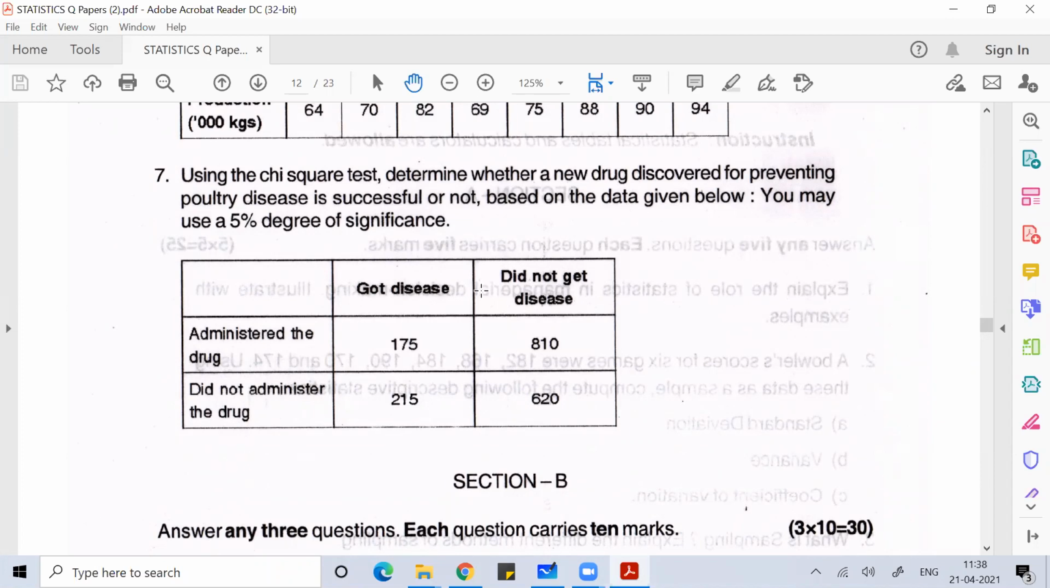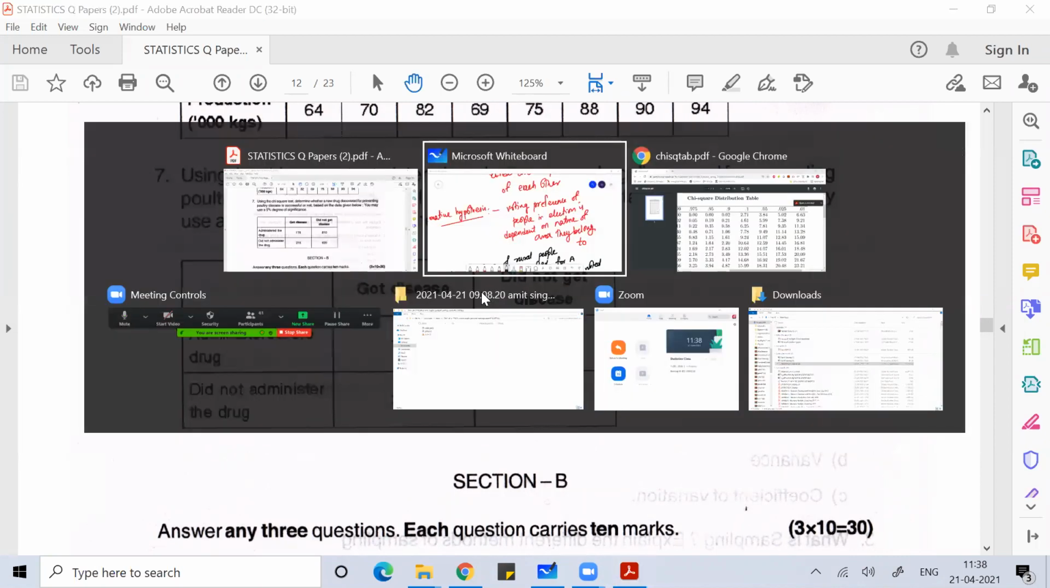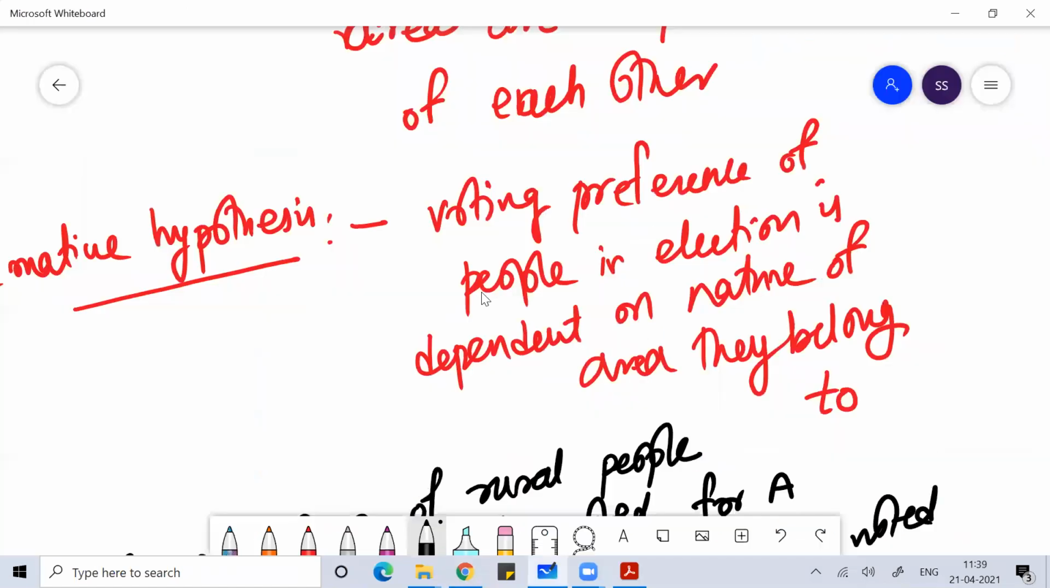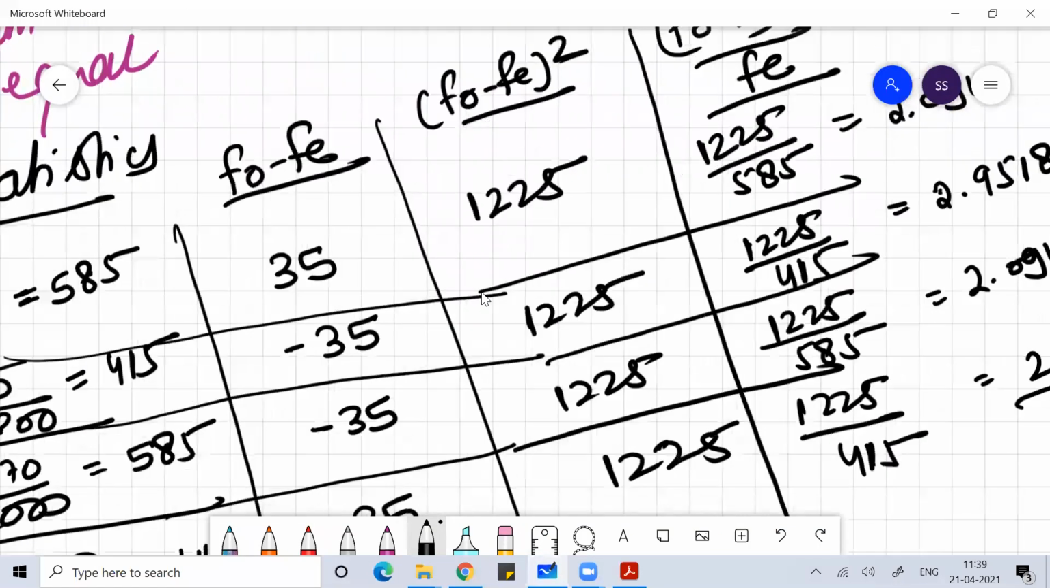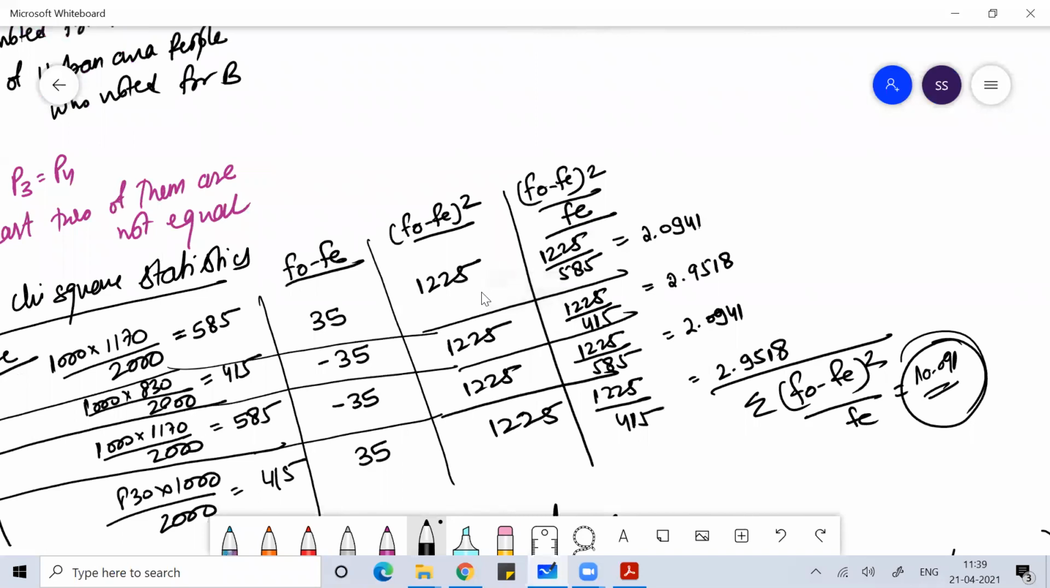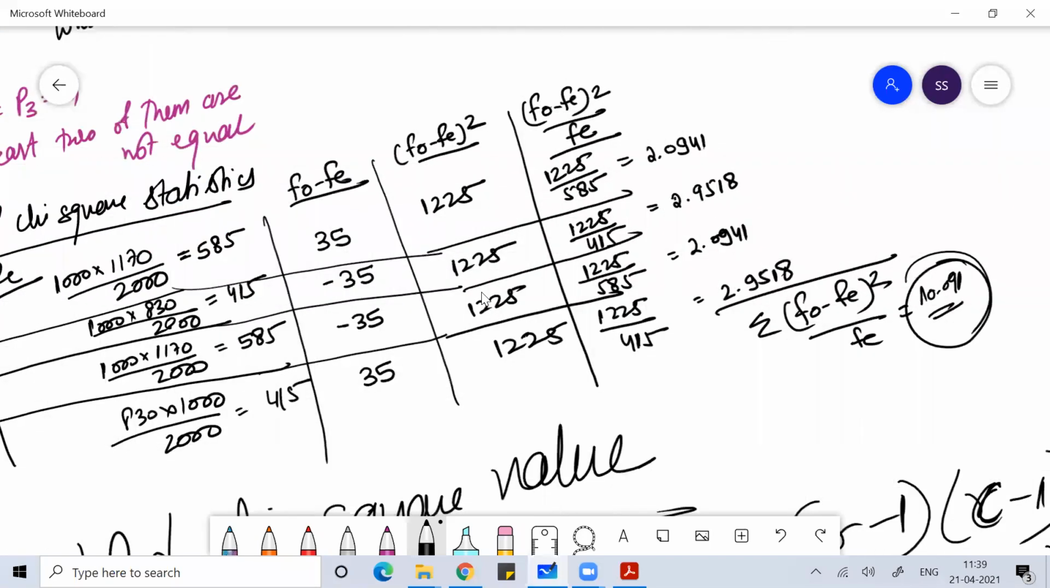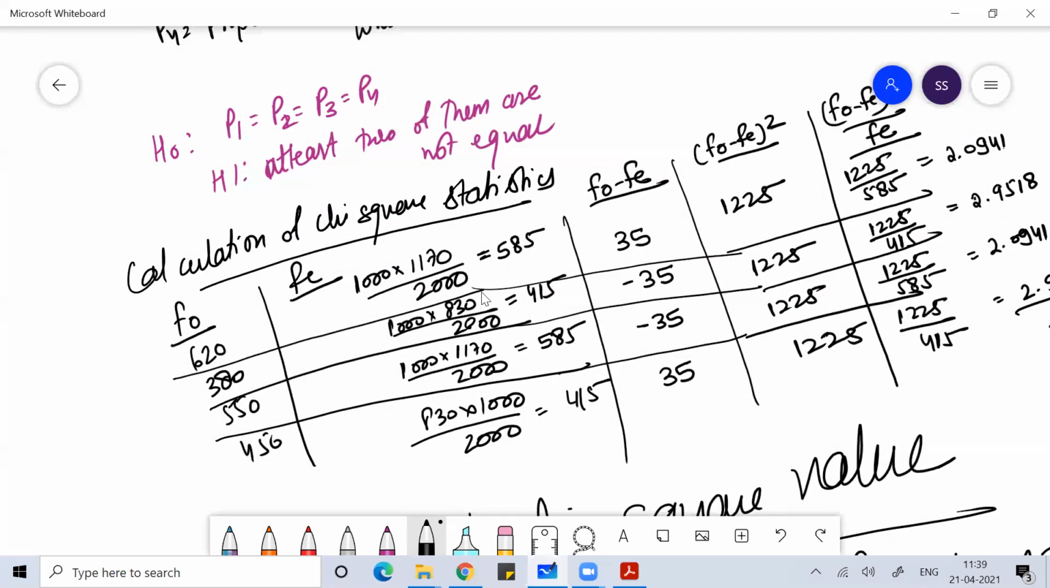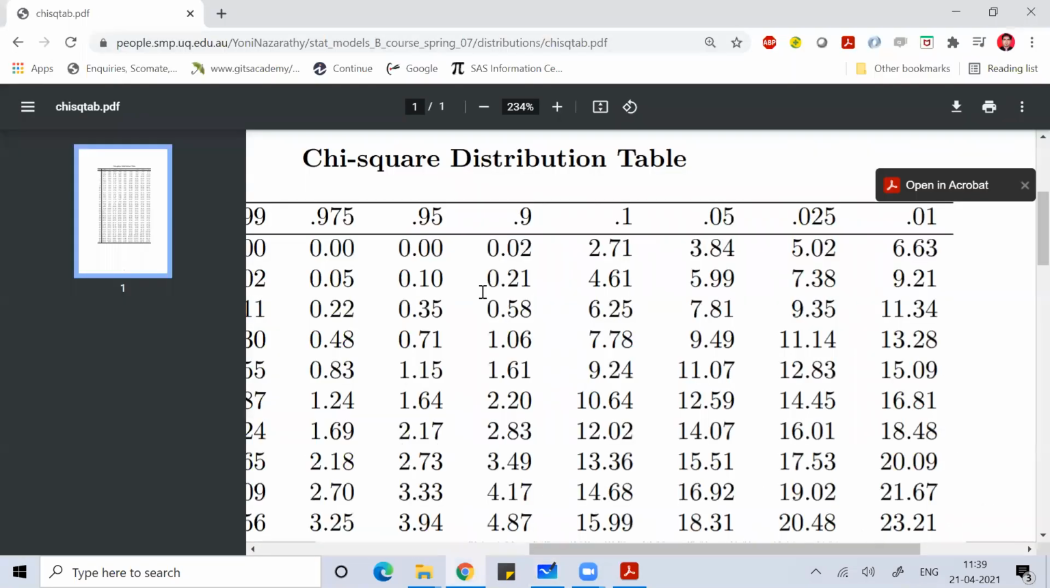Then you do the chi-square statistics where the data is 175, 810, 215, 620. You write the observed frequency and expected frequency. You do the total of row into column divided by total, and that you get as the expected frequency. Then you apply the formula of chi-square statistics, make a table like this, and solve it. Whatever value you get, you compare with your threshold value.